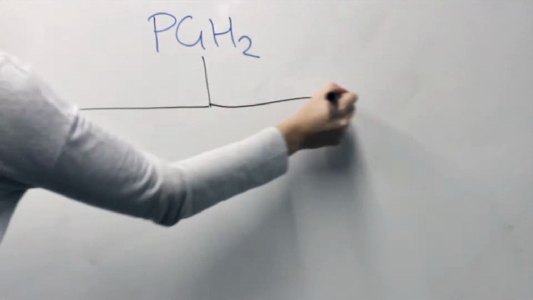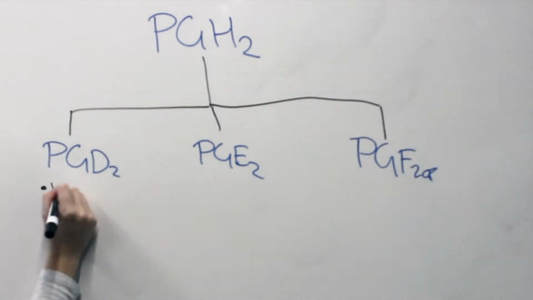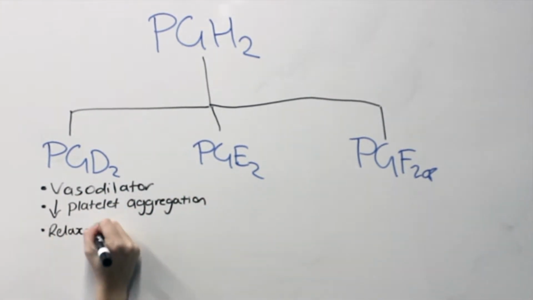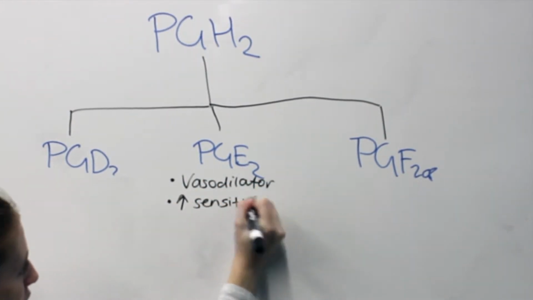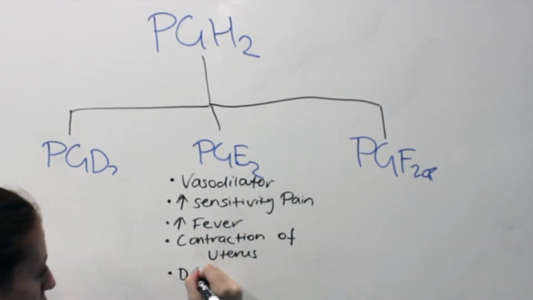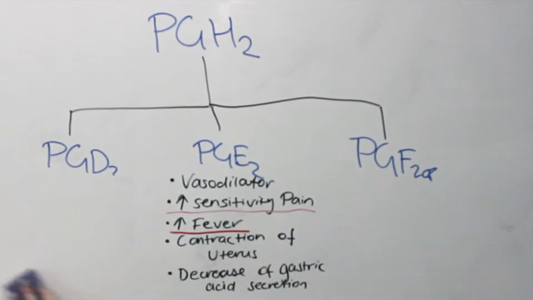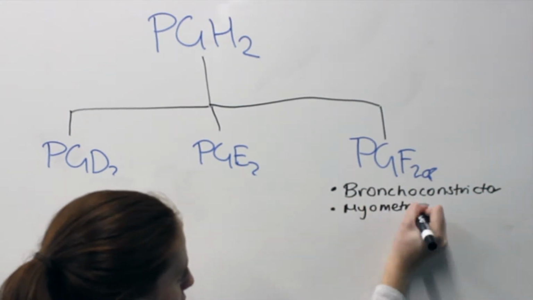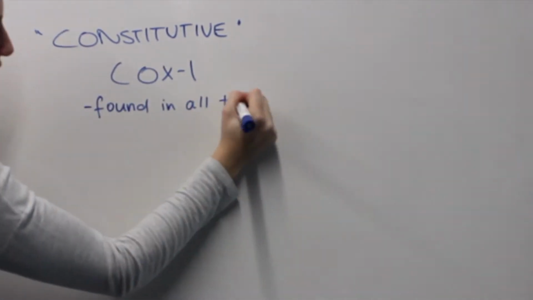PGH2 is also converted into the three key prostaglandins, including PGD2, which is a vasodilator, it decreases platelet aggregation, and it relaxes the gastrointestinal tract. PGE2 is also a vasodilator, it increases sensitivity to pain, can increase fever, can cause contractions of the uterus, and decreases gastric acid secretion. PGF2 alpha is a bronchoconstrictor and can cause myometrial contractions. Understanding these actions is key to understanding the benefits and side effects of NSAIDs.